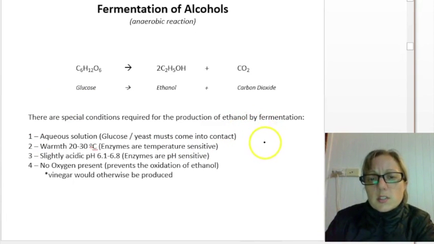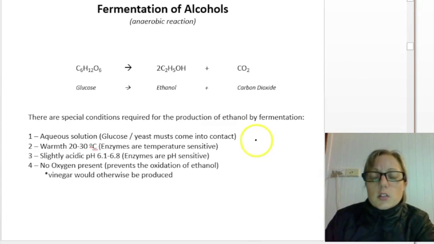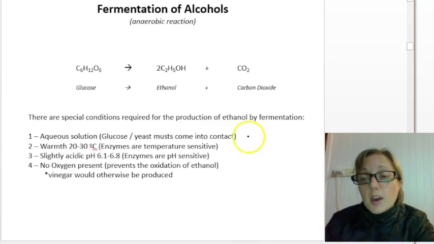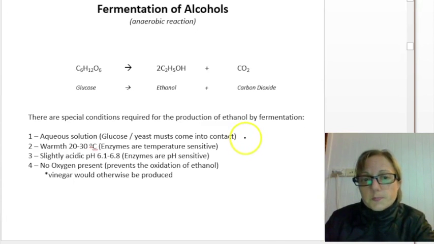So we need an aqueous solution. Yeast often comes as a powder, and when we're using this yeast, we actually need it to be able to come into contact with the sugars. If we think about sugar and yeast, if we mix two powders together, nothing's going to happen. If we add some water or liquid to that, we're going to be able to make the yeast and sugar come into contact, and that's why we talk about an aqueous solution.